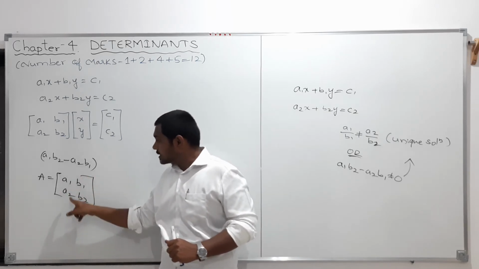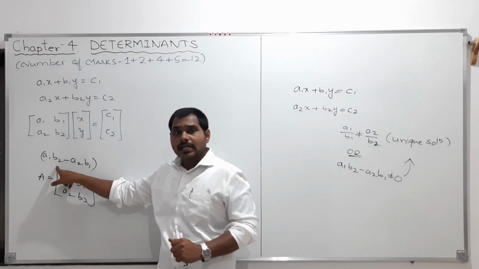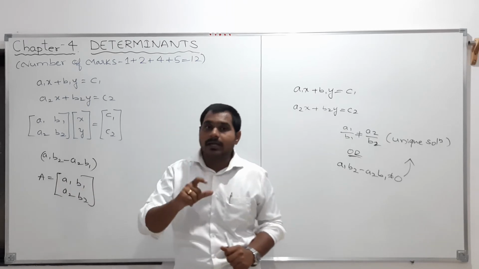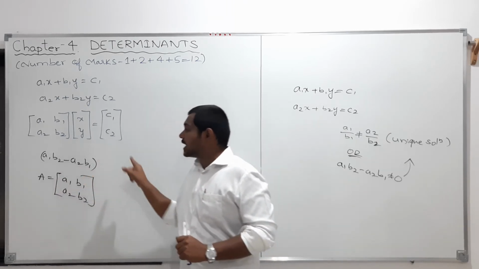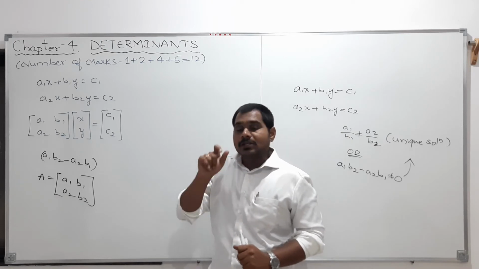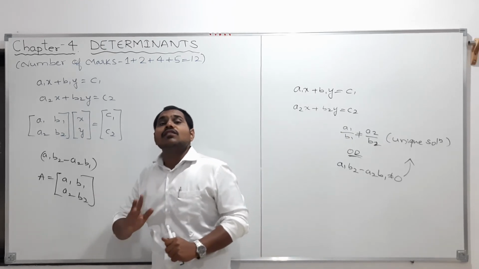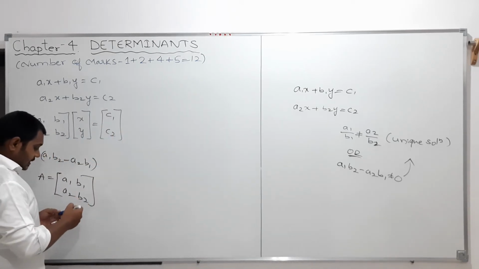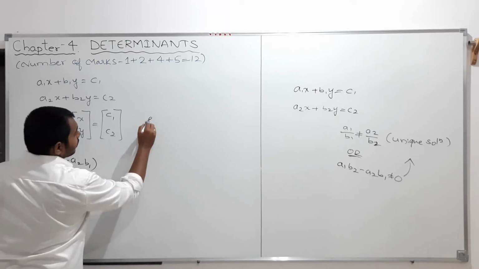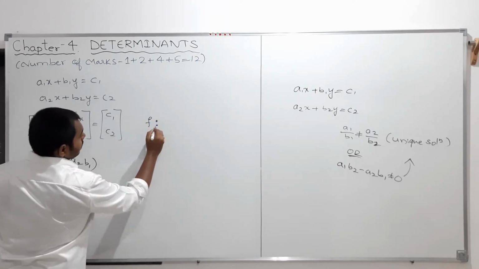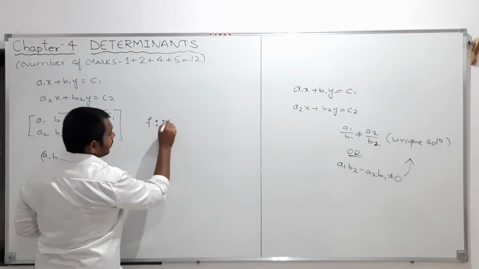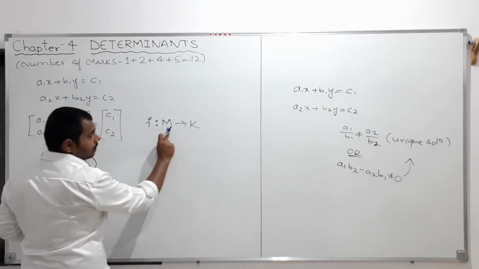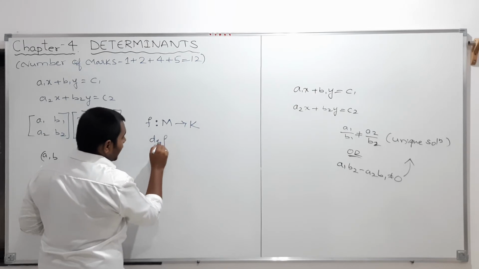So for every square matrix, if you calculate this element into this element minus this element into this element, after solving this we will get one number. So for every square matrix, we are associating one number. Therefore, this will act as a function. So, my dear students, we can define a function f from M to capital K.